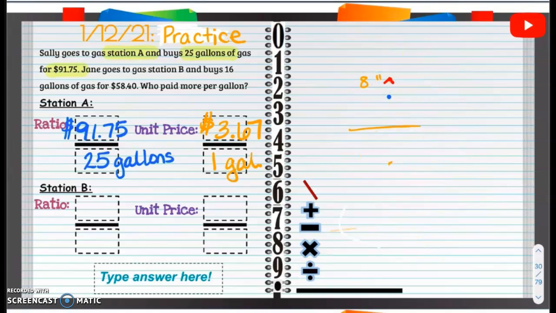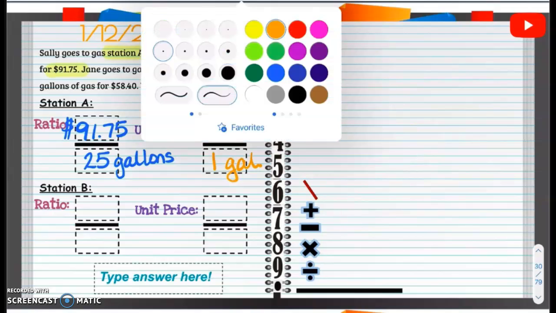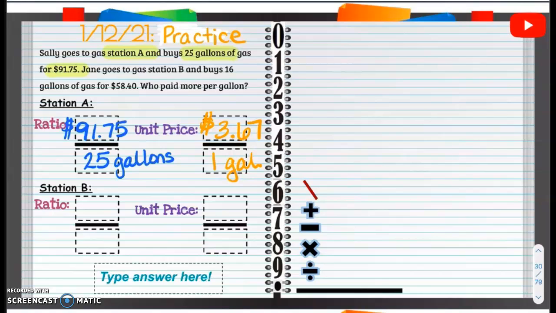All right, so we have our next one. Remember, money on top. For the next one, let's go green. Jane goes to gas station B and buys 16 gallons of gas for $58.40. So 16 gallons, $58.40. Remember, $58.40 goes on top because money goes on top. That is for 16 gallons. So I'm going to put gallons. Now let's divide. I don't like that. Let's do it up here.